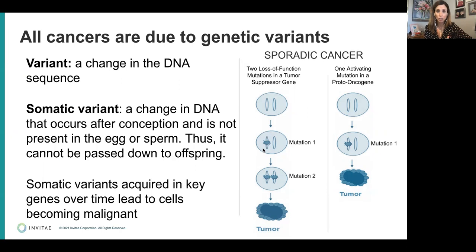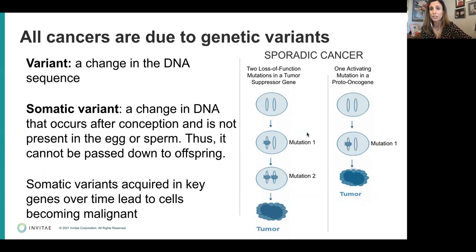And that variant could occur due to any number of reasons, whether that's environmental exposures, lifestyle, or mistakes that occur as the DNA sequence is copied and replicated. And then over time, that second copy of the gene can acquire a second mutation or variant that then can lead to the potential for this cell to become malignant and eventually develop into a tumor.